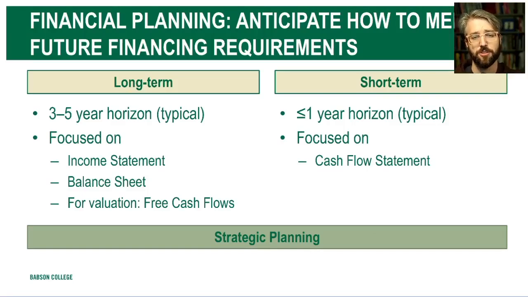Why 3 to 5 years? Well, meeting long-term financing requirements is often going to require the firm to take large-scale actions like issuing new capital, taking out large loans, adjusting dividend policy. And so those things can take a long time to actually enact changes on. So the firm needs to have a long-term financial plan that goes out far enough that they know what to expect over that horizon.